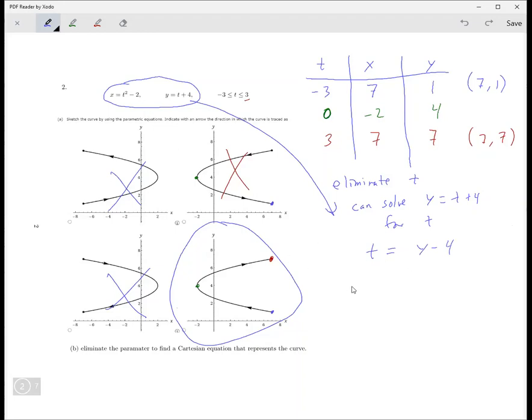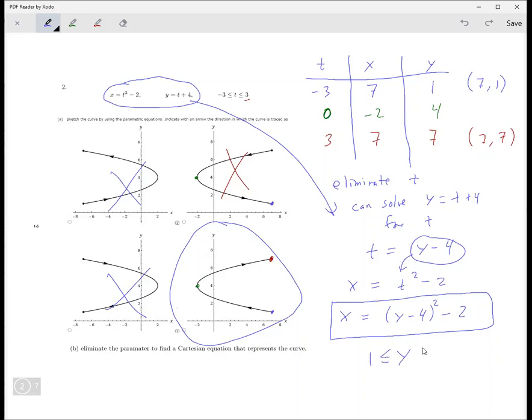And then I take the other equation and I plug the y minus 4 in for t, and I have this. And there it is right there. And so you can tell that this is a parabola. Also, they give you the limits. y goes from 1 to 7.